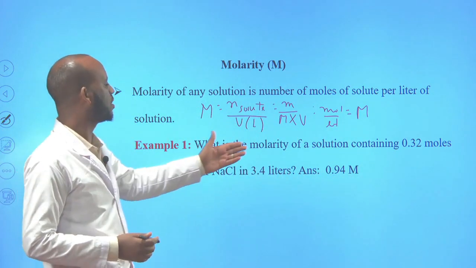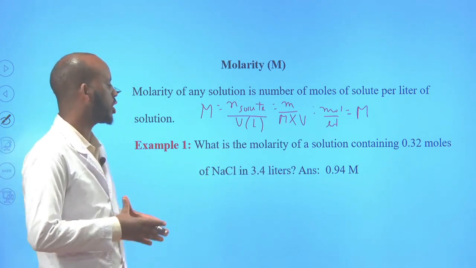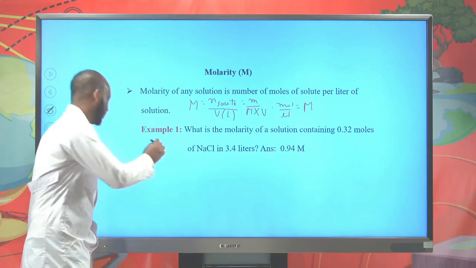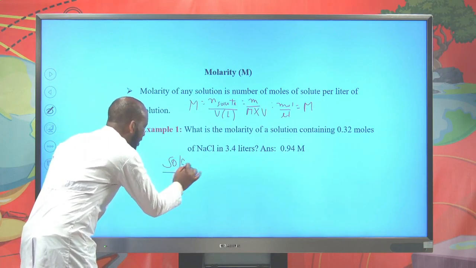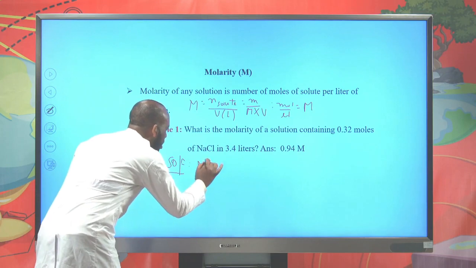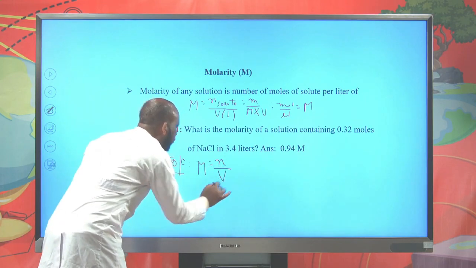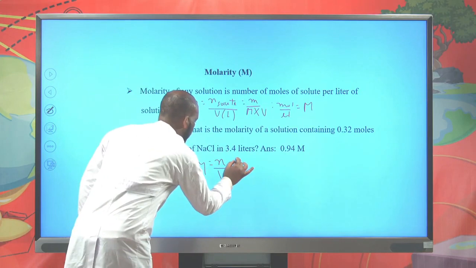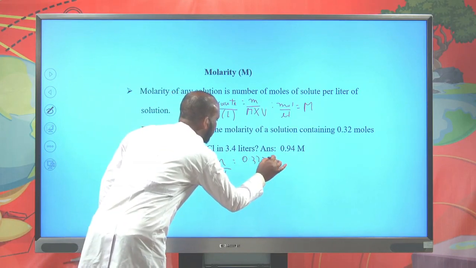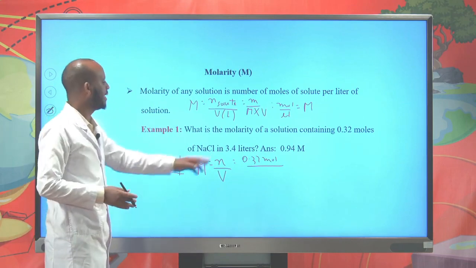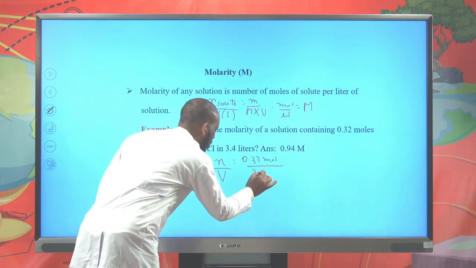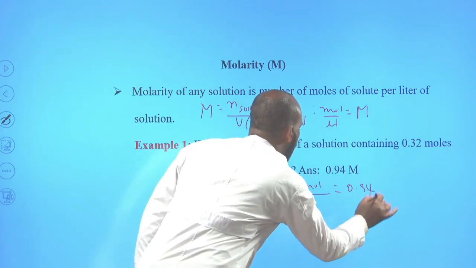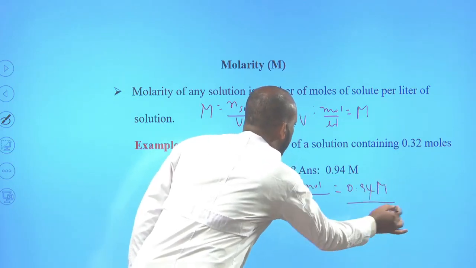For example, what is the molarity of a solution containing 0.32 moles of sodium chloride in 3.4 liters of solution? Molarity of the solution, capital M, equals number of moles of solute divided by volume of the solution in liter. Number of moles of solute is 0.32 moles, divided by volume of the solution, 3.4 liter. Now this is 0.94 mole per liter, which is known as molar, capital M.